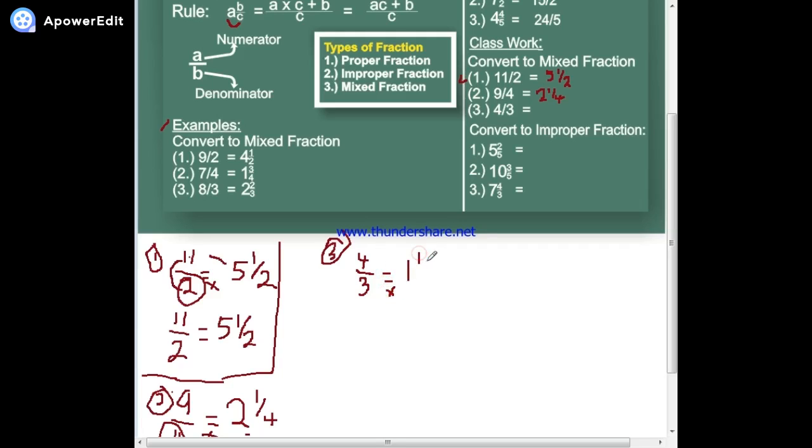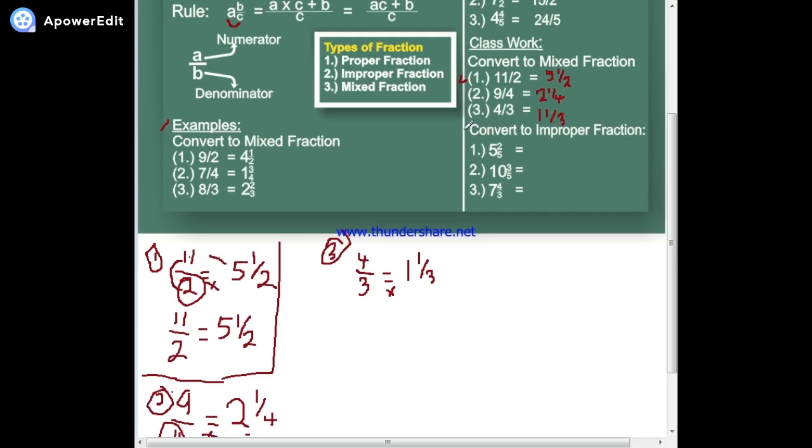It will remain 1 over what? Over the denominator, which is 3. That is 1 whole number 1 over 3. So the answer of this will be 1 whole number 1 over 3.